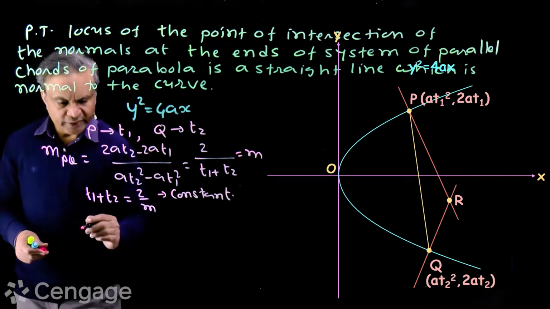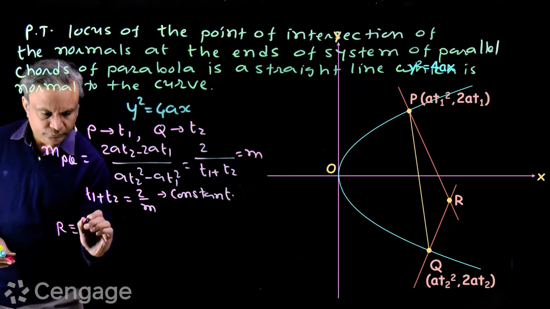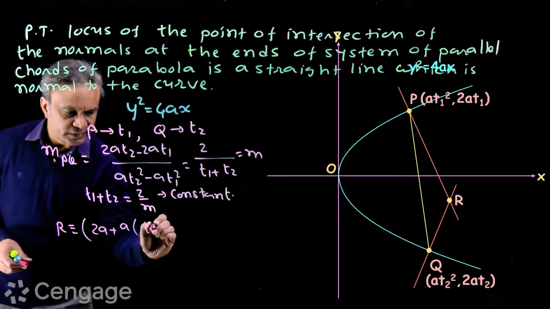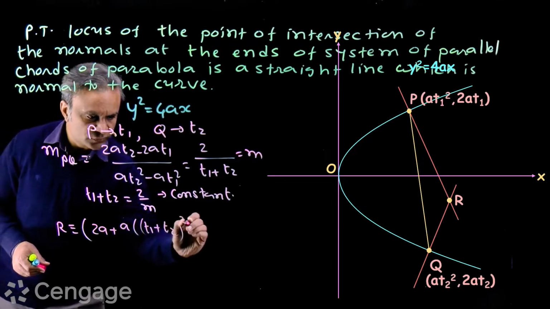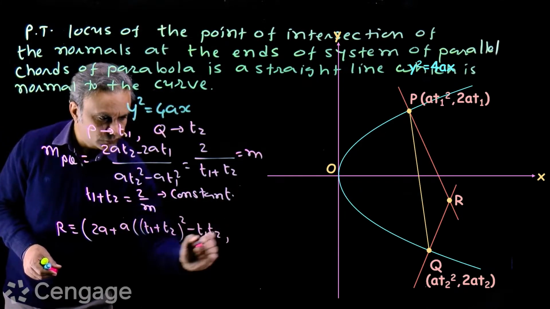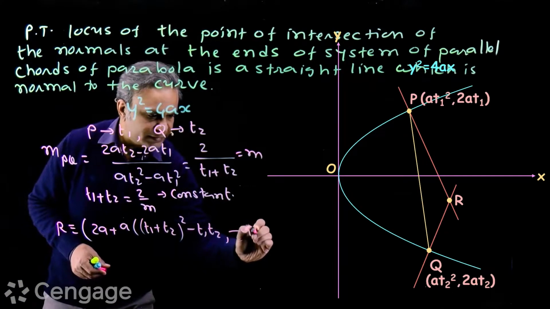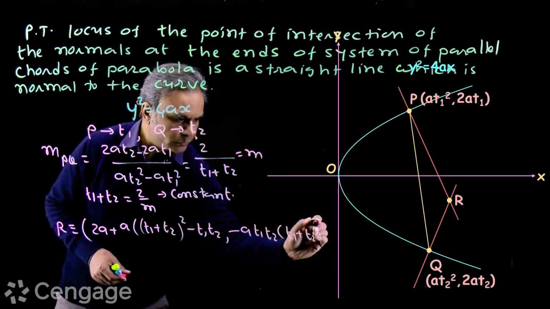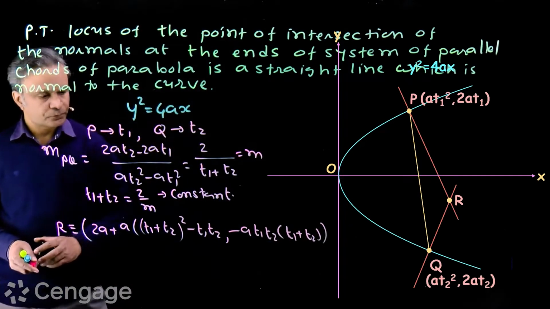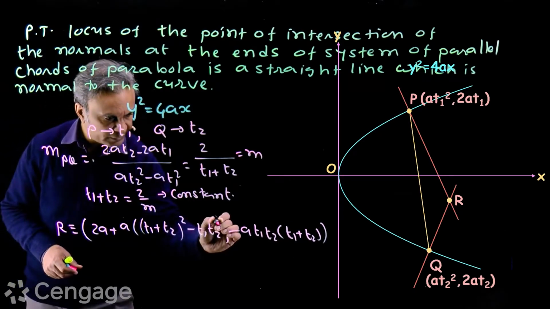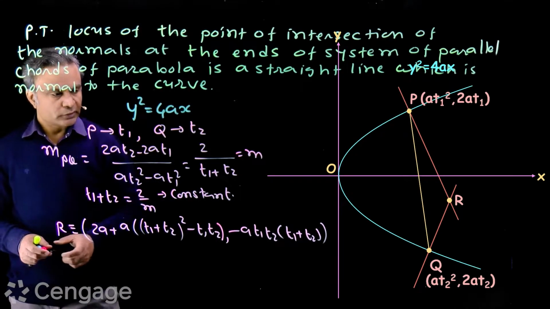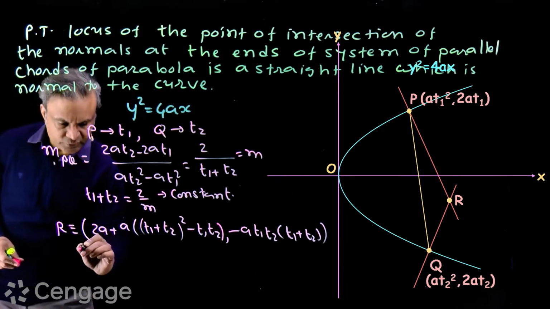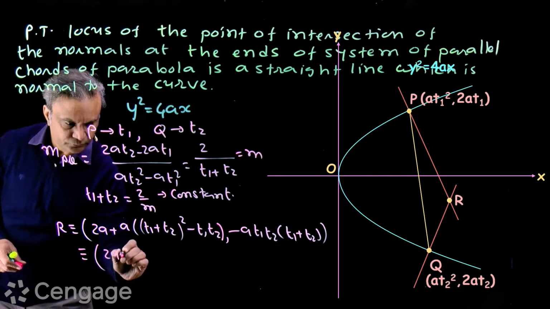Now coordinates of point R are, we have standard coordinates (2a plus a multiplied by inside bracket (t1 plus t2) whole square minus t1 t2, comma minus a t1 t2 multiplied by (t1 plus t2)). Okay, we must close the bracket here. Now in these coordinates t1 plus t2 is constant, value is 2 upon m. Put the value of t1 plus t2. We have these coordinates.